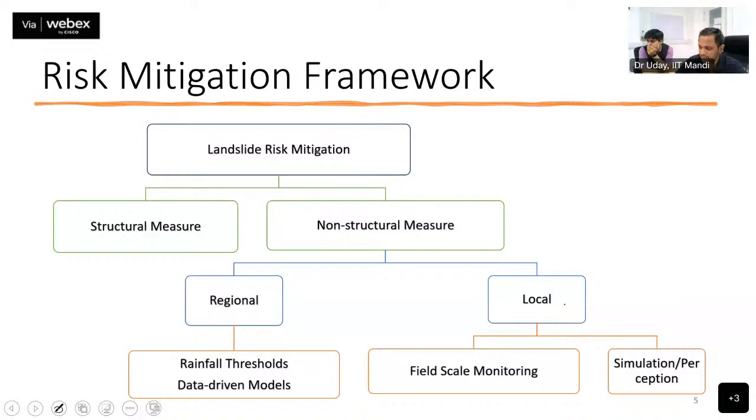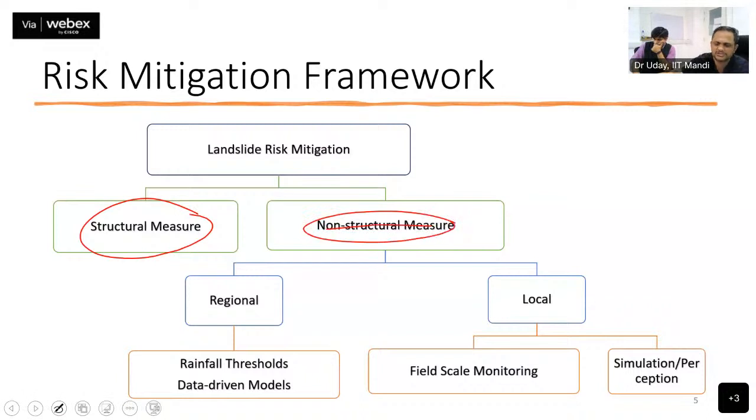If I were a typical civil engineer, I would be more concerned about structural measures, because there are around 72 types of structural measures we have: retaining wall, gabion wall, reinforcement, soil nailing, soil anchoring, mesh, net, etc. All these can come into reducing the hazard, so we call it a structural measure. Whereas when you're not exactly going in to cure the hazard, but taking care of the consequences or the vulnerability associated with it, then we call it a non-structural measure.